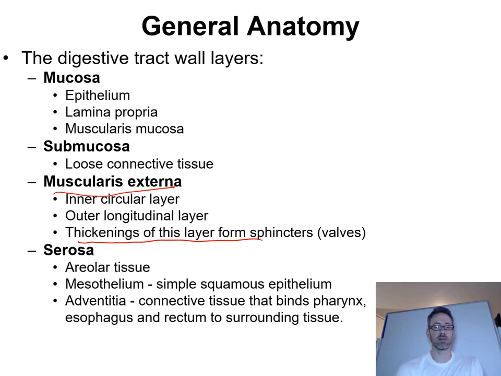The serosa, as I mentioned before, is a connective tissue. It's a loose connective tissue, which is what areolar tissue is. And in some cases, it's also referred to as adventitia. And again, you'd see that as a binding property. It helps to bind the pharynx and esophagus and rectum to surrounding tissues.